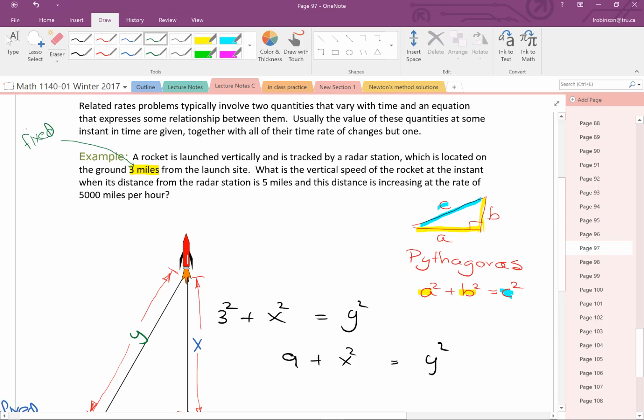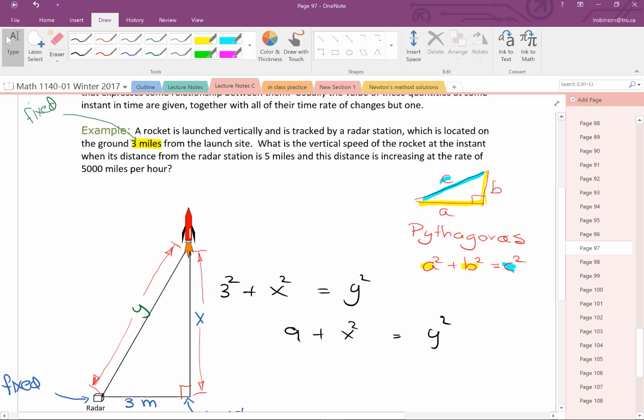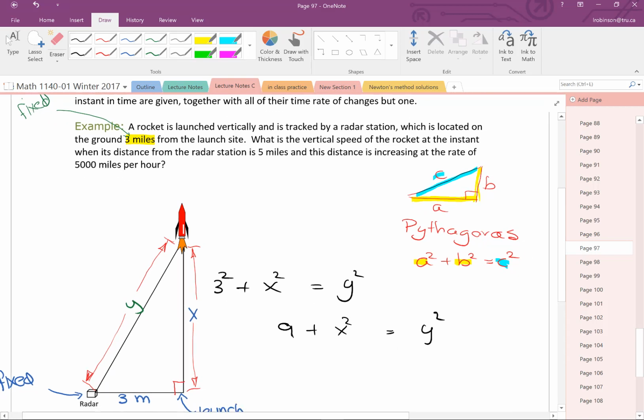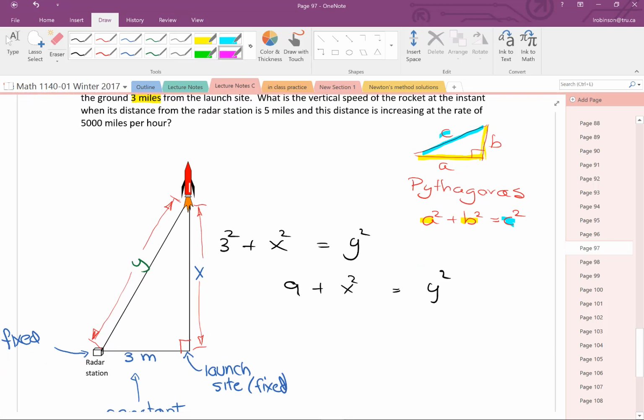But it also gives us some other distance. They want to know, what is the vertical speed of the rocket at the instant when its distance from the radar station is 5 miles? And this distance is increasing at a rate of 5,000 miles per hour. So your very first instinct is probably going to be, well, put 5 in there for y. But you don't want to do that, okay? Because you've got to set up the equation first and take the derivatives before putting constants in for your variables. Now, it's okay to put the 3 in because it's not a variable, it's fixed.